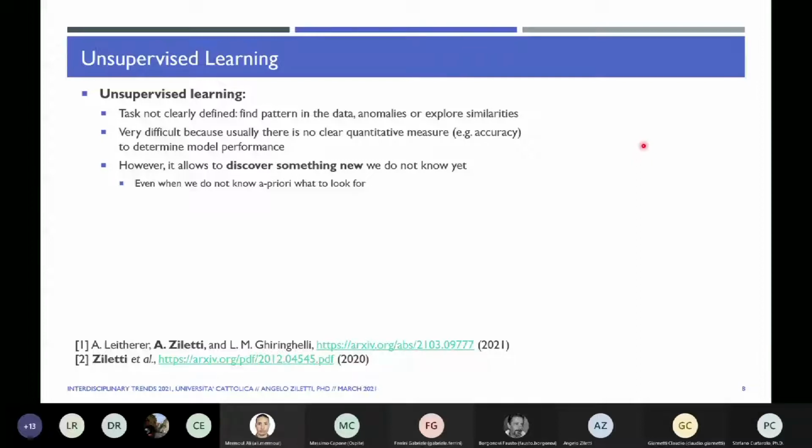And it's very open, so you don't know actually what you're looking for. And this, of course, makes it very difficult because it's difficult to quantify how good you're doing. It's with respect to supervised learning, when you really have accuracy: did I predict correctly or not? That said, I think it's quite cool in physics because you can discover something new that you don't know yet, and you don't even need to know what to ask beforehand before you do the analysis.